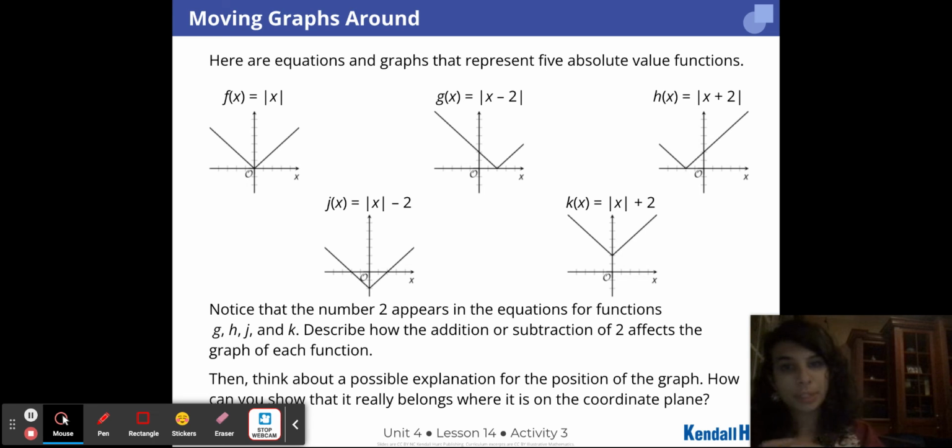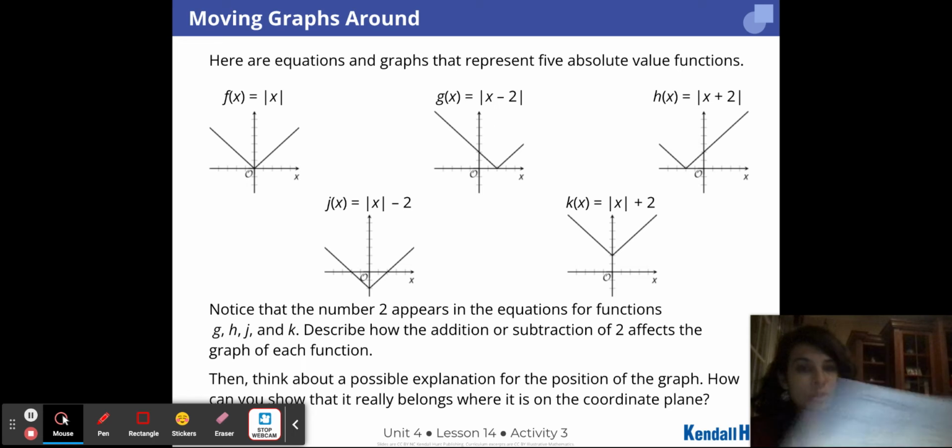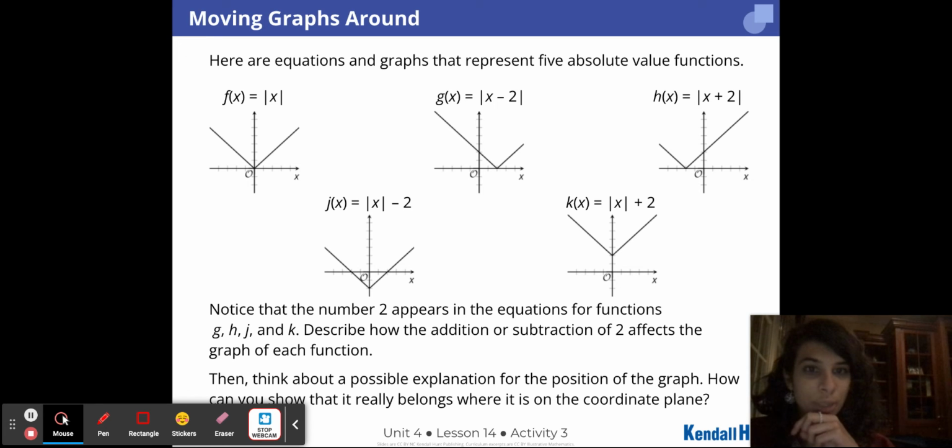Here are the graphs and equations that represent 5 absolute value functions. I want you to tell me what is going on here. We will notice that these aren't the same, right? They're all a little bit different. They all have a 2 somewhere in their relationship. Number 2 appears in the equations for functions g, h, j, and k, all in different places. Some are positive, some are negative. I want you to describe how the addition or subtraction of 2 affects the graph of each equation. Then think about the possible explanation for the position in the graph. How can you show that it really belongs where it is on the coordinate plane?